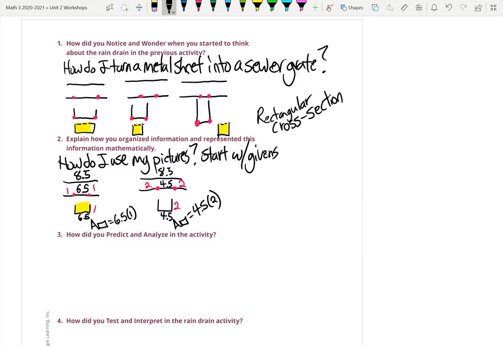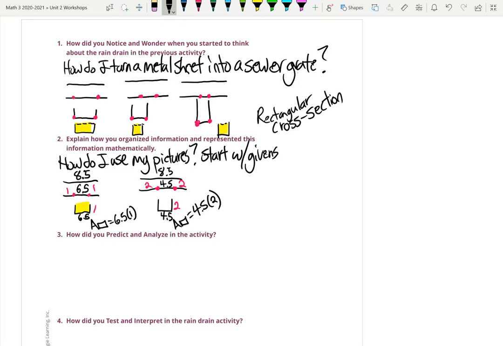Okay. Now, the problem is I am the engineer. I need to figure out which one of these areas is going to result in the most sewer grate. What I wanted to find out is the maximum sewer grate. I need to figure out how I can take a sheet of metal that is 8.5 feet long and turn it into the most sewer grate for the taxpayers. Get the most bang for your buck. In order to do this, I need to look at all situations.